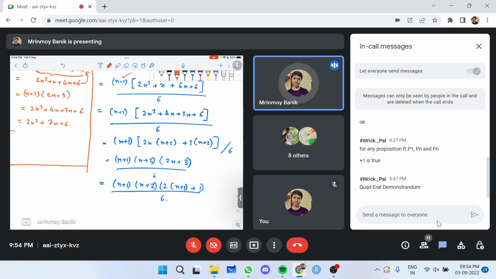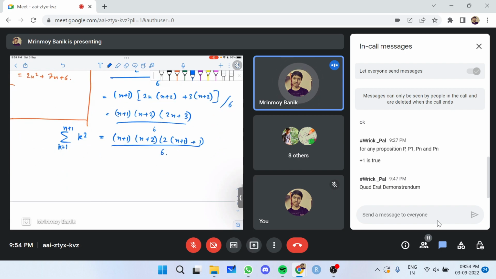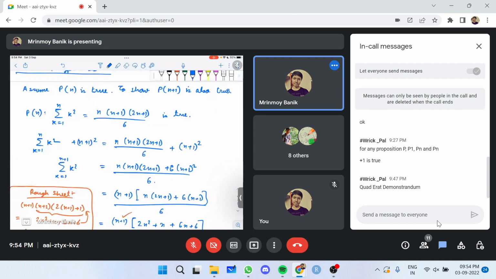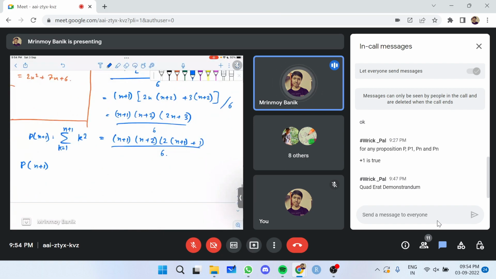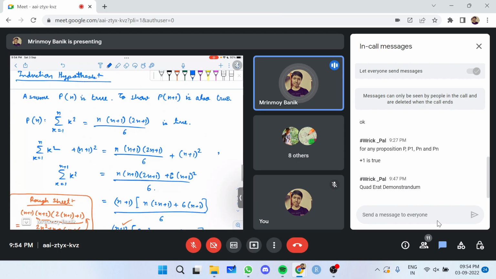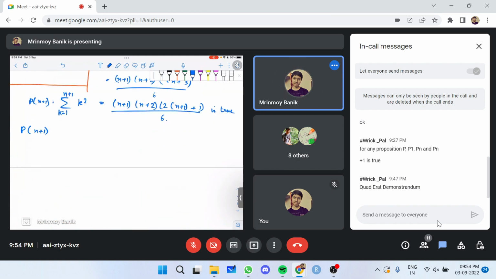So rough page ended here. And so the sum of the first n plus 1 naturals is equal to this. And then you identify that this is Pn plus 1. So you assumed Pn is true, and then after a few algebraic steps, you got Pn plus 1. So that is true. So you could have written "is true" all along the way. Okay. So Pn plus 1 is true.